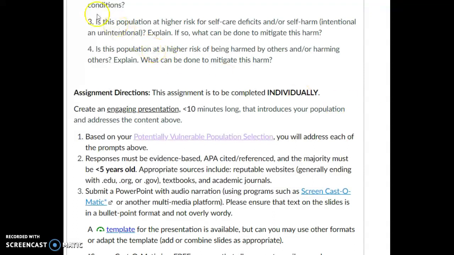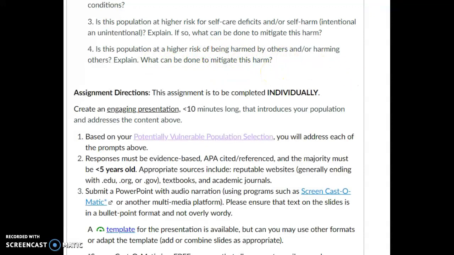But these two prompts are, is this population at a high risk for self-care deficit and or self-harm, intentional or unintentional? And that does include self-harm and suicide. So please make sure you address that with your population. If so, what can be done to mitigate this harm or reduce it? And then, is the population at higher risk for being harmed by others and or harming others? And if so, what can be done to mitigate this harm or reduce it?